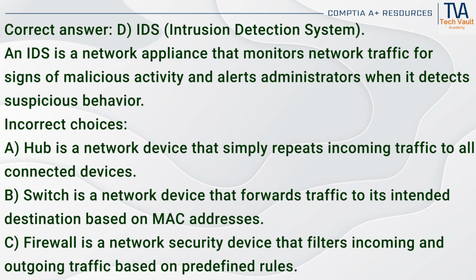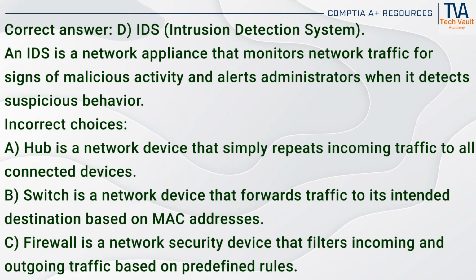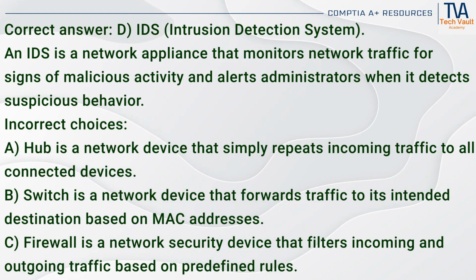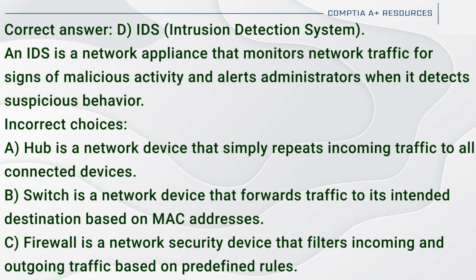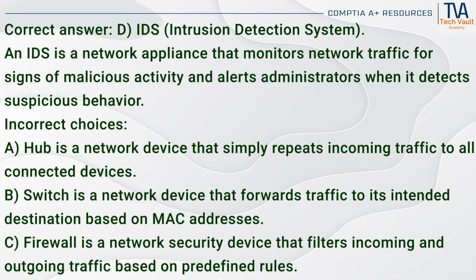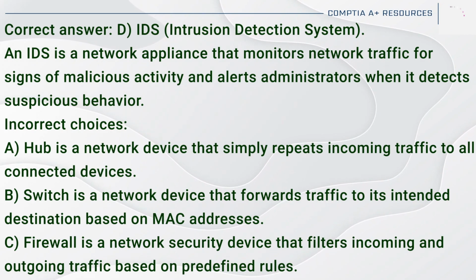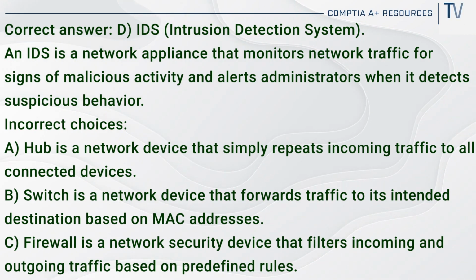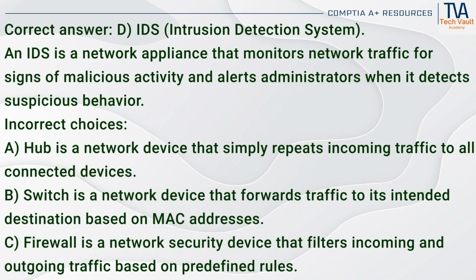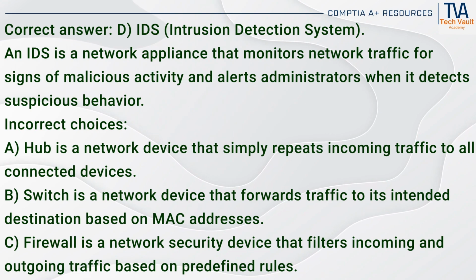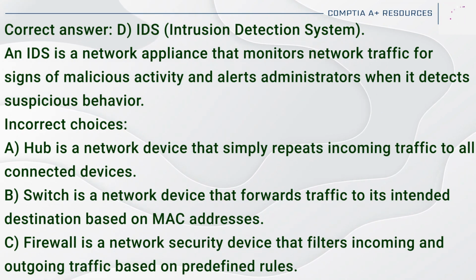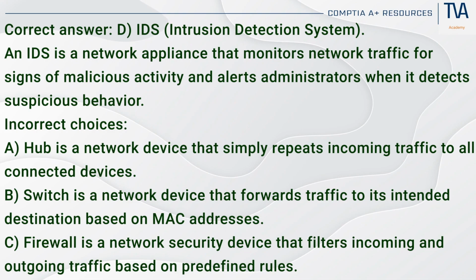Correct answer, D, IDS, Intrusion Detection System. An IDS is a network appliance that monitors network traffic for signs of malicious activity and alerts administrators when it detects suspicious behavior. Incorrect choices. A, hub is a network device that simply repeats incoming traffic to all connected devices. B, switch is a network device that forwards traffic to its intended destination based on MAC addresses. C, firewall is a network security device that filters incoming and outgoing traffic based on predefined rules.